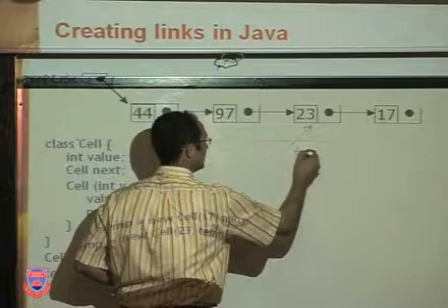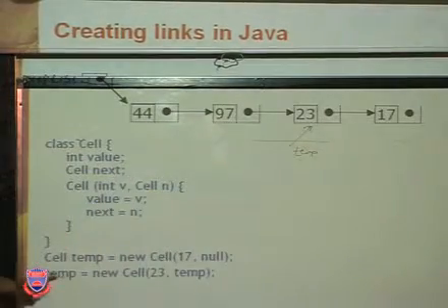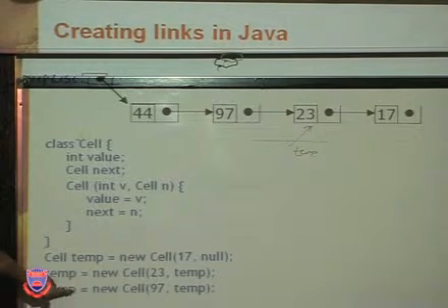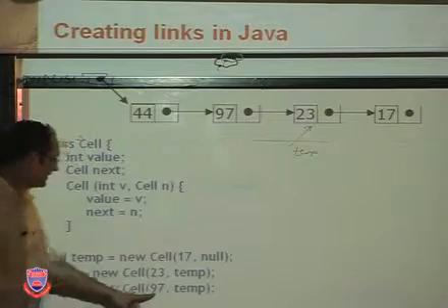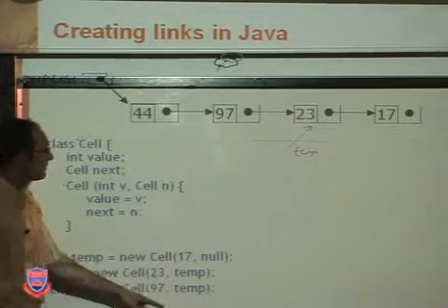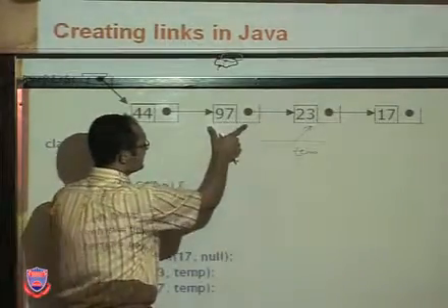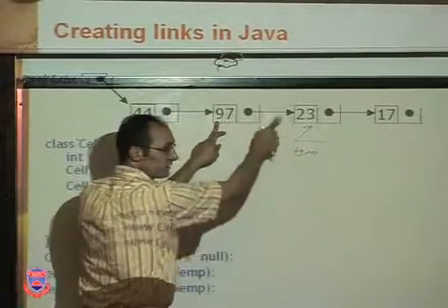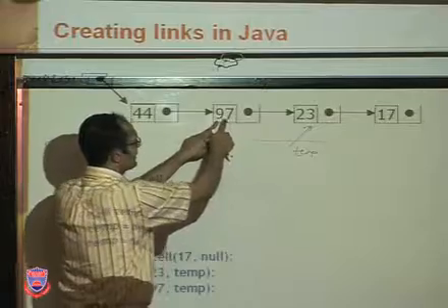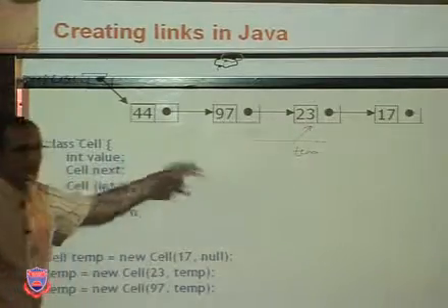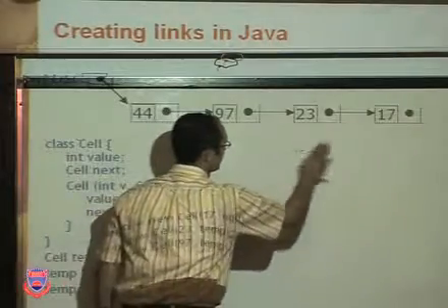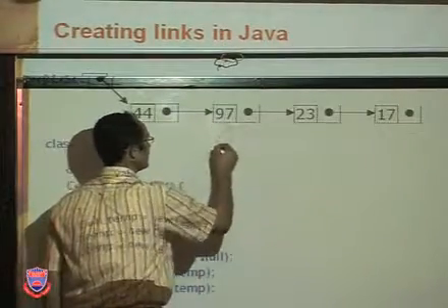From this point on, this is what temp points to. And then whenever you want to do the same thing over with 97, temp equals new cell 97 comma temp. Now I'd like to assign this new object such that its next field is equal to temp, which is this one, right? And then I'd like to initialize the integer value to 97, and after that I'd like to call it temp again. So my new temp value is basically going to be this one.